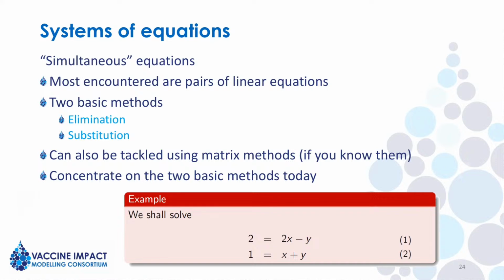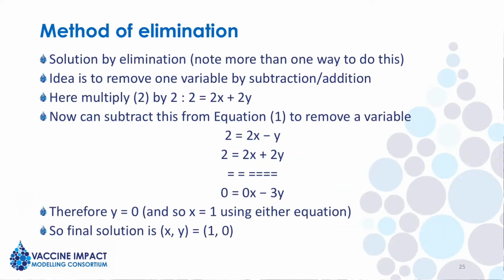Here we've got our two equations. So 2 is equal to 2x minus y. That's what we're calling equation number 1. And then we've got 1 is equal to x plus y. And that's our equation 2. So, two methods. Let's go through the first one, elimination.